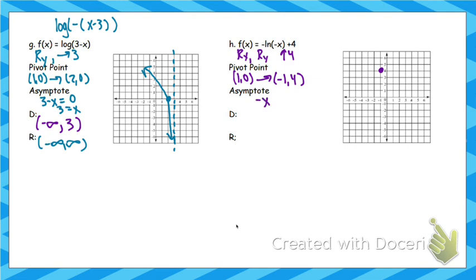Asymptote, take what's in the parentheses, set it equal to 0. So I get x equals 0. The shape of the graph, you can check on a calculator, or again, take your parent function shape, reflect it over the x, and reflect it over the y. So there's my shape. All of the range for logs is -infinity to infinity. Domain left to right is -infinity until 0.